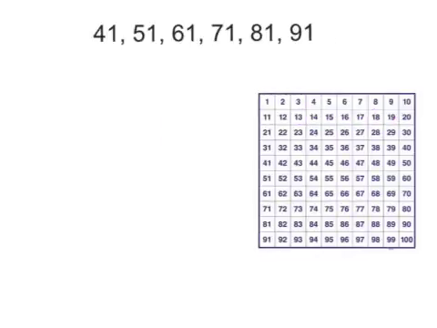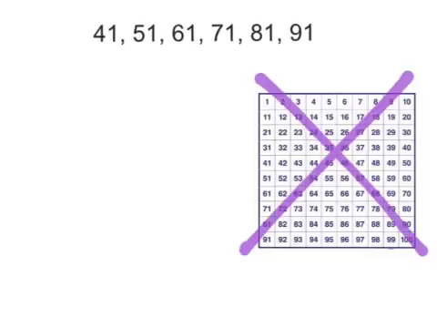This number sequence is going 41, 51, 61, 71, 81, 91. I can see that they all end in a 1. I can see that it's increasing because it's getting bigger. And I can see that in the tens column here, it's increasing by 1 ten each time. So I don't even need my number board today for this one, because I know that this is increasing by tens.